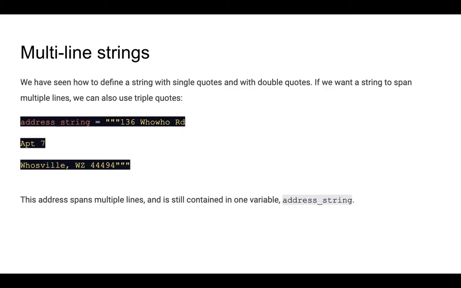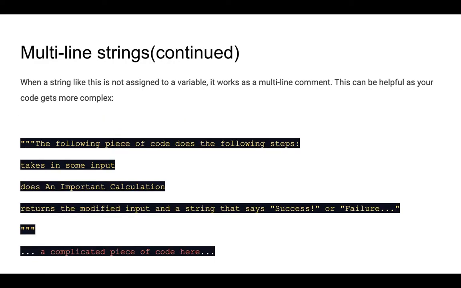So a multi-line string can be either a string or a comment. It would be a string if it had the three quotation marks, as you can see in the example, address string. This is a multi-line string, as when it's printed, it will print exactly as it's shown. All of the things on different lines will be on different lines. As I've written at the bottom, this address spans multiple lines and is still contained in one variable, address string. It can be a comment if it's not assigned to a variable.